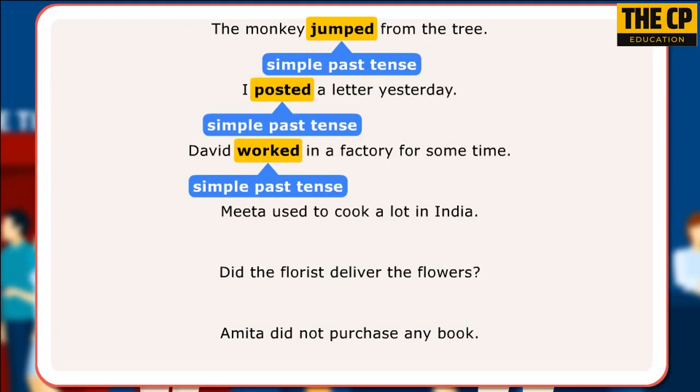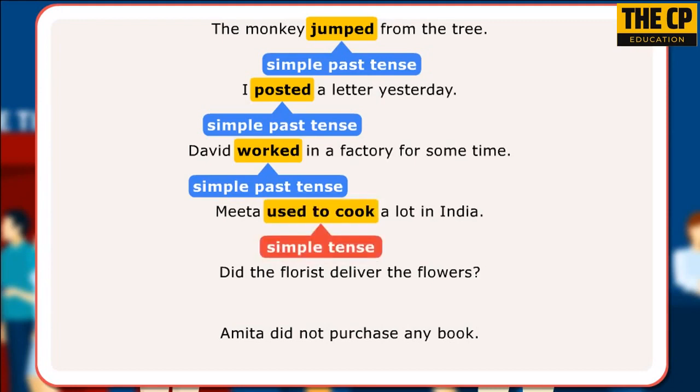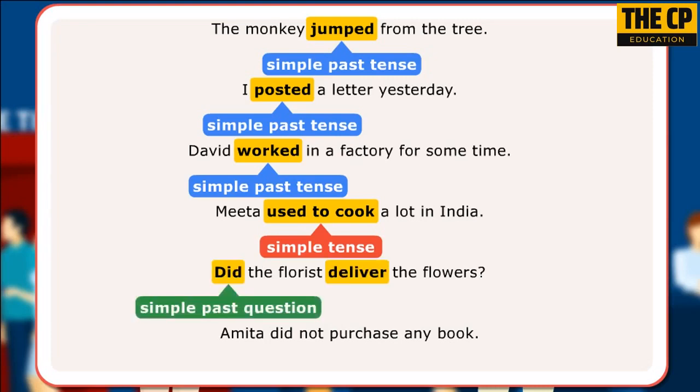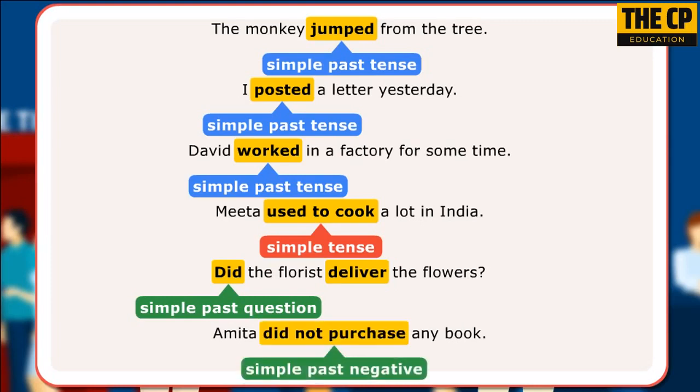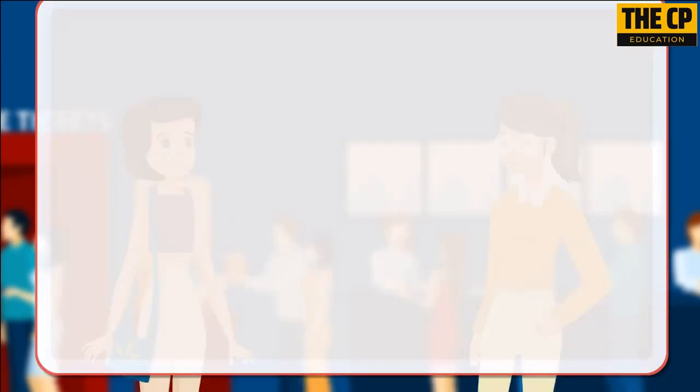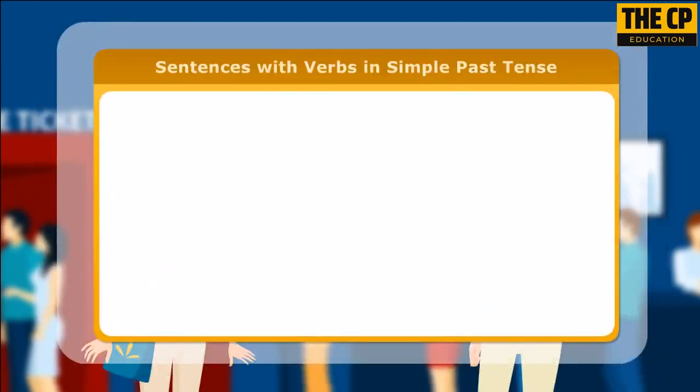In the fourth sentence, used to cook is simple tense, which describes an old habit that does not continue now. In the fifth sentence, did the florist deliver conveys a simple past question. In the sixth sentence, did not purchase conveys a simple past negative statement. Here are a few more examples of sentences with verbs in simple past tense.